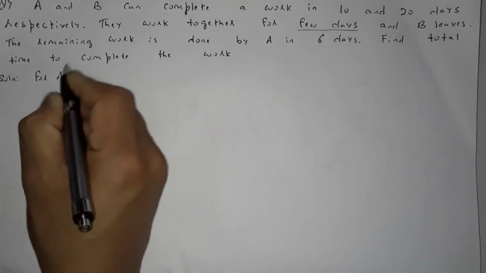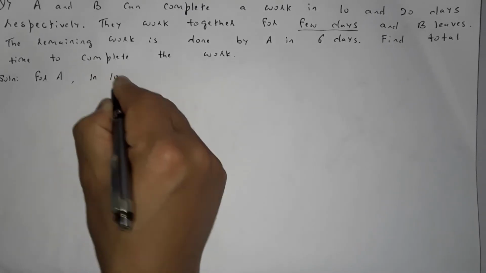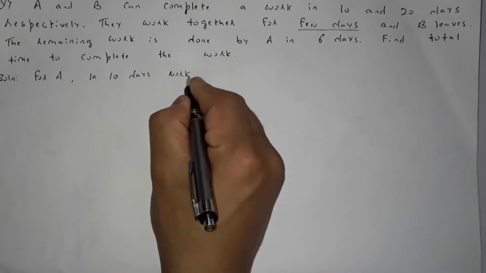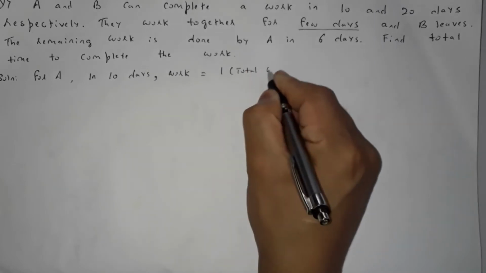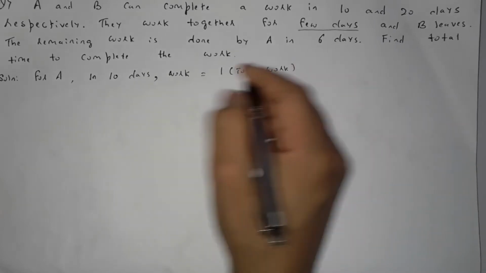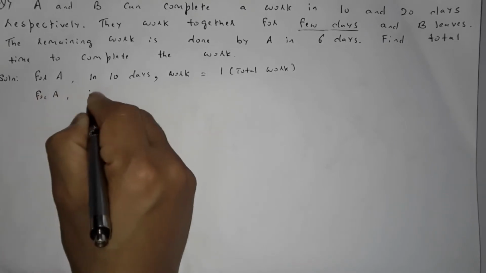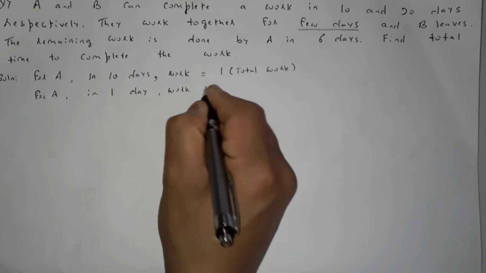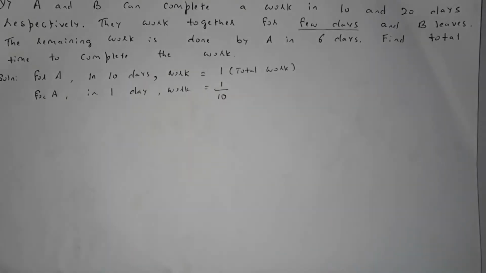For A, in 10 days, work equal how much? 1. Okay, this is the total work. For A, in 1 day, work equal 1 divided by 10. Okay, in 1 day.